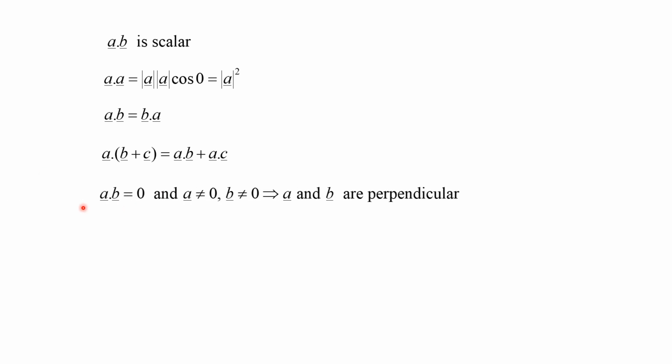Next, I would just like to highlight as well that if your dot product is 0, which is also semester 1 content, and provided vectors A and B are not 0, then A and B will be perpendicular. This is simply related to the cosine value.